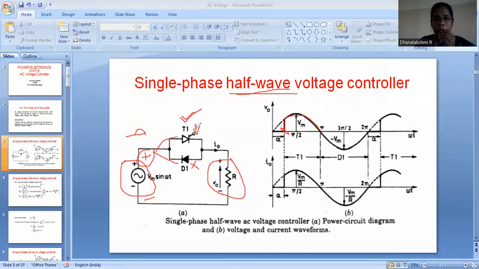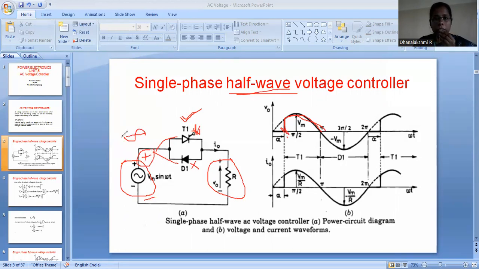So as you apply the alpha, that is the triggering angle or firing angle, at the desired instant, it starts conducting. So from the instant alpha onwards, I'm getting my output voltage. That is, the input is merely transferred to the load. Right? Whereas during the negative half cycle, as we know, immediately after the positive half cycle we'll be having a negative half cycle. As the negative half cycle is going to come, what will happen now?